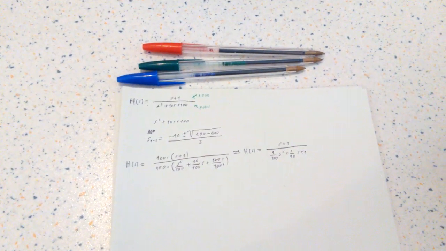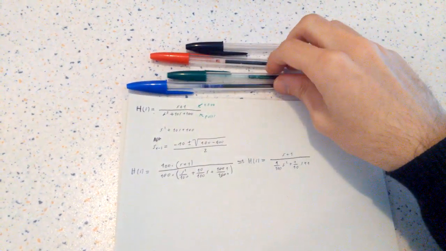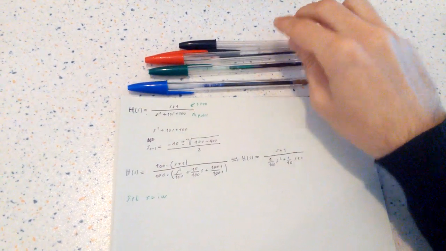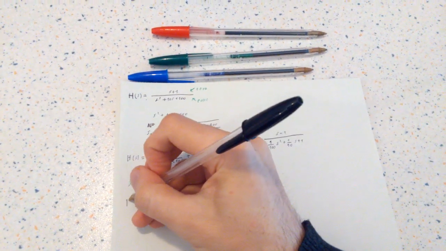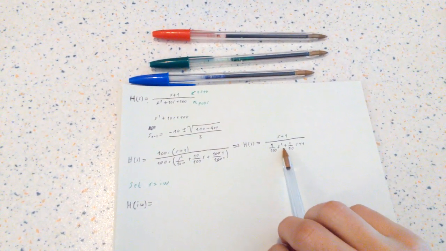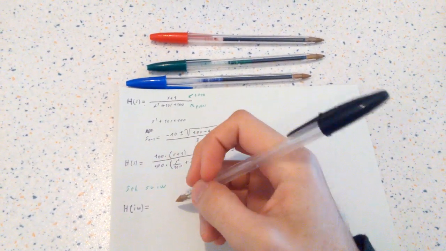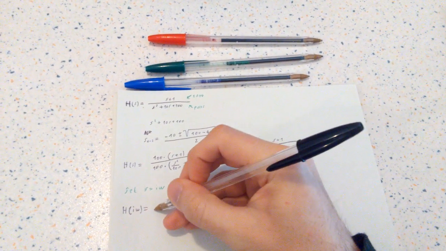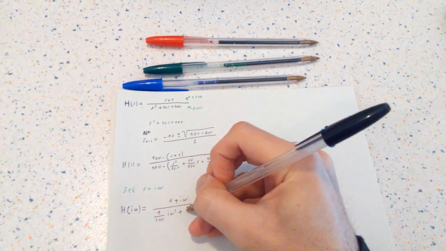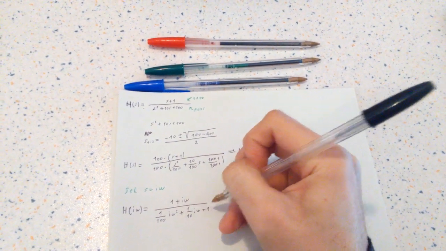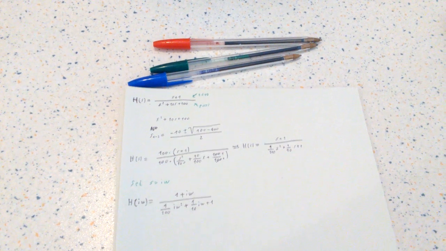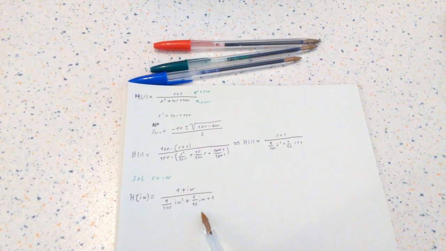Now that I've normalized this, I'm gonna do just like before. So I'm gonna set s equal to i omega. So my transfer function is now no longer H(s), but it's H(i omega). So I'm basically going to substitute s with i omega everywhere. So we'll have 1 plus i omega over 1/100 (i omega) squared plus 1/10 i omega plus 1. And again, the numerator is going to be my zero, and the denominator is going to be my pole.